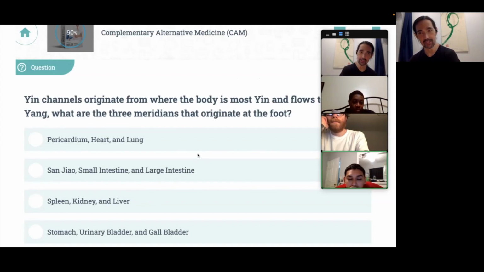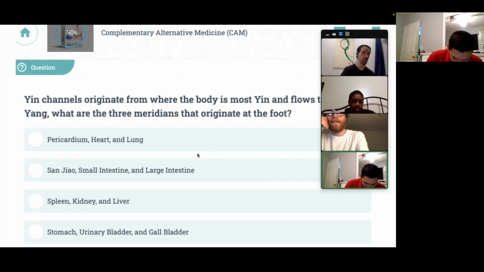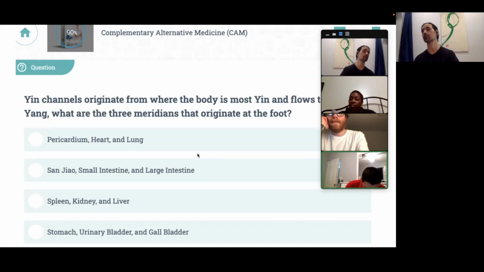There's 12 meridians, 6 in the foot, 6 in the hand. 3 originate in the foot, 3 end in the foot. So which ones originate in the foot? Is it the spleen, liver, and kidney? Or is it the stomach, gallbladder, and bladder? Which one originates in the foot and ends in the torso?